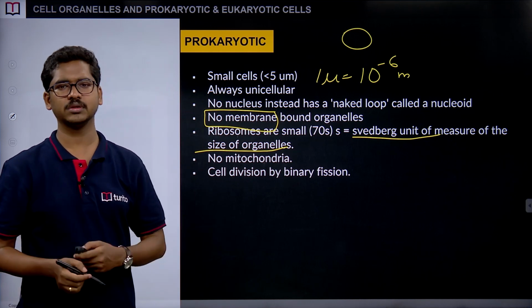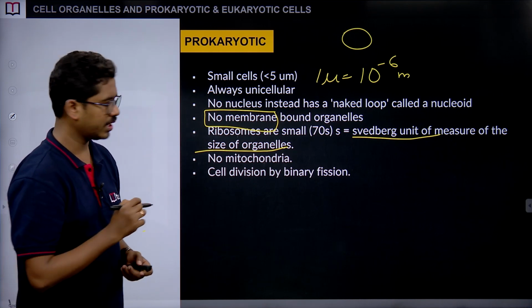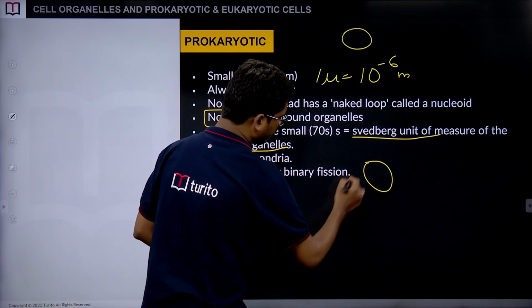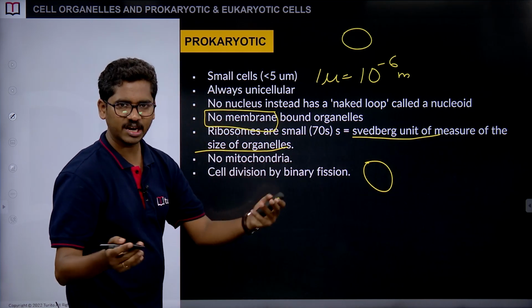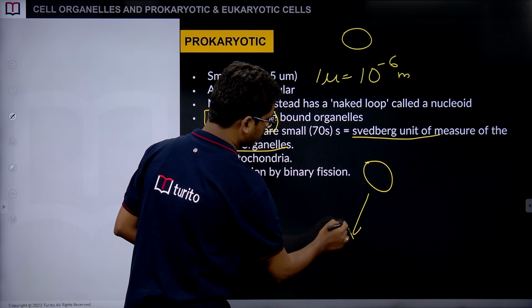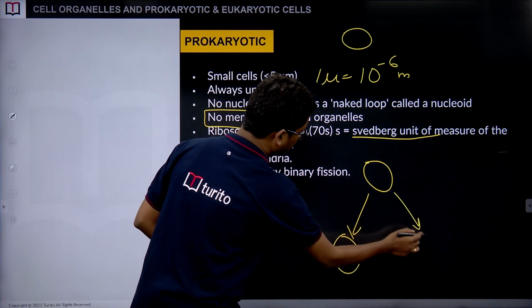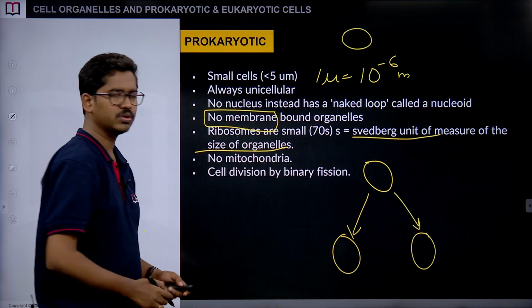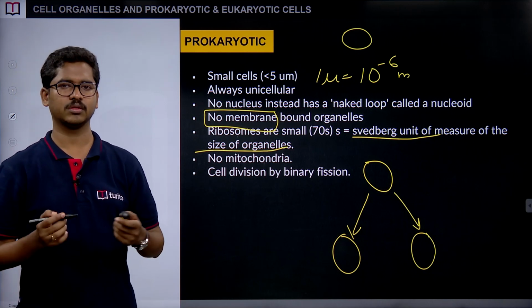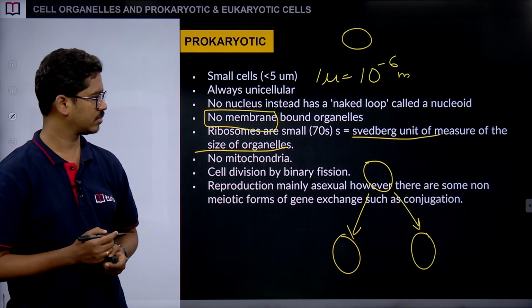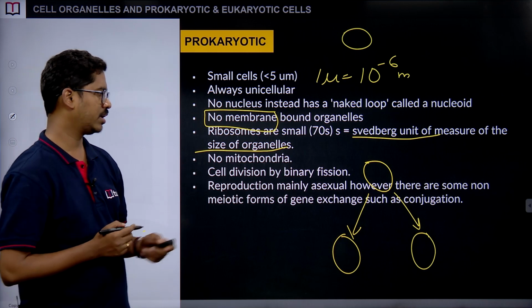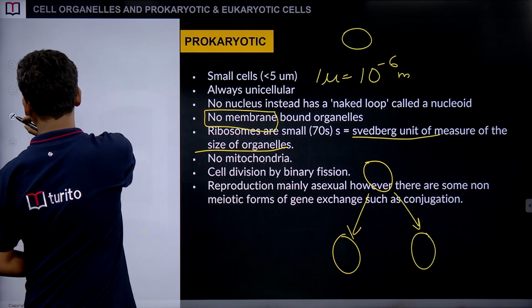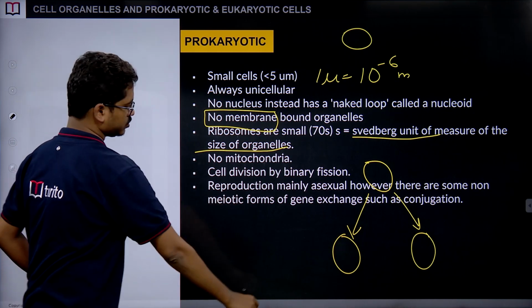Binary fission is one of the methods where an organism of one cell type would end up dividing into two cells like this. So, one cell would give rise to two cells. That is quite simple. And then reproduction is mainly asexual, that is, binary fission is one of the methods of asexual reproduction.